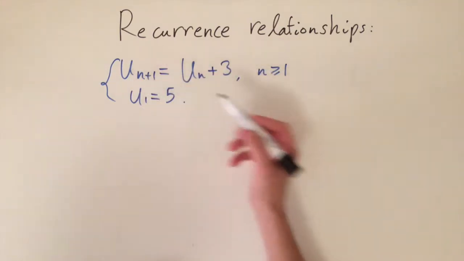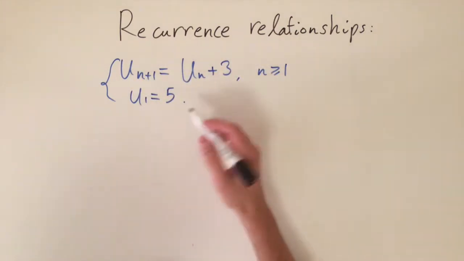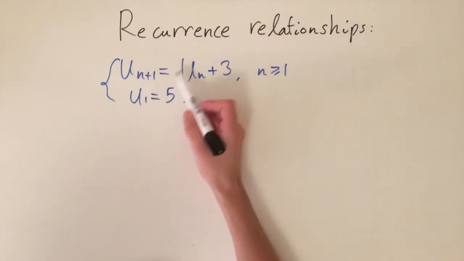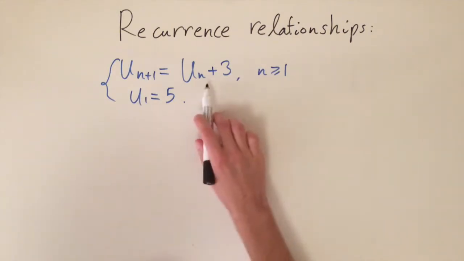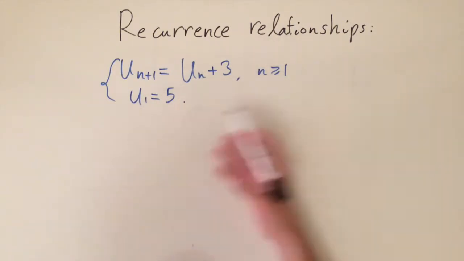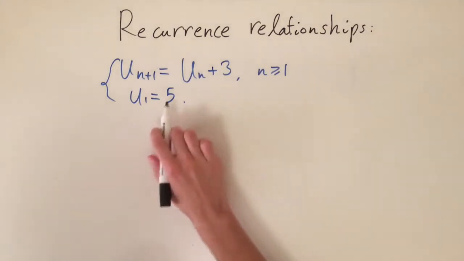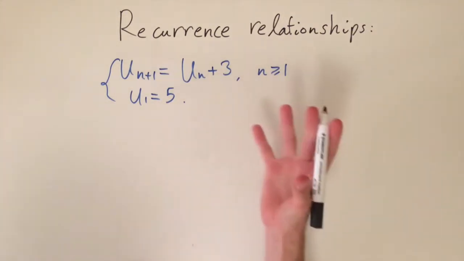And the other bit of information you need is the first term. So to get to the next term, we need the previous term, but we also need to know where we need to start off from. So we have u1, and then from this we can work out u2, u3, all the way up to infinity. So let's just plug these numbers into the formula and see what the sequence looks like.